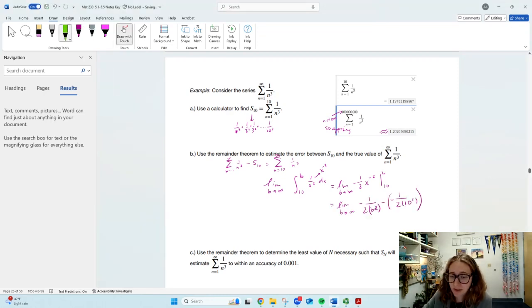Again, I'm using an improper integral. As b is approaching infinity, my denominator is going to get huge, and I'll have 1 over something huge. So that'll actually just become 0. And so it looks like my error right here is just going to be this number, which ends up being, I think, exactly 0.05.